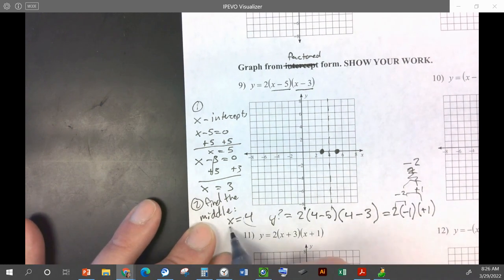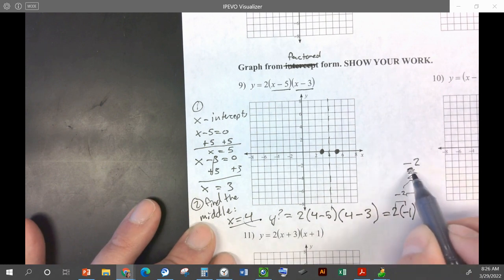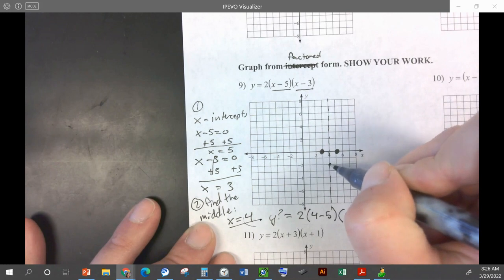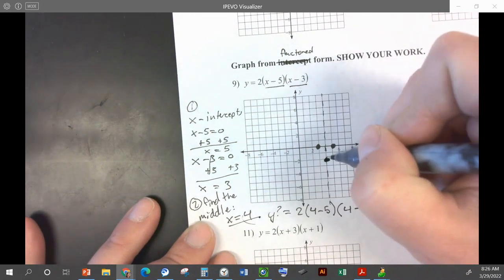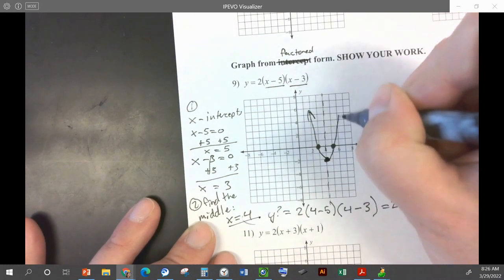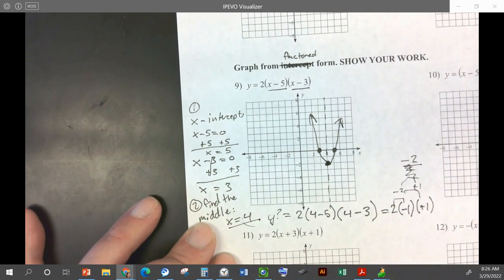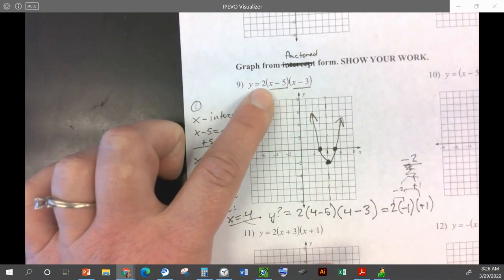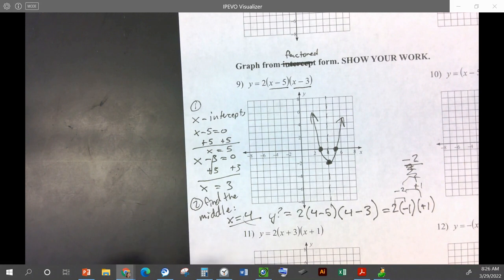So when x is 4, y is negative 2. So we go to 4, negative 2. There's our vertex. And we can draw in our parabola. And then we're done. So this is what the test is going to be like. We're going to have different numbers here, but all you're going to have to do is graph the parabola.